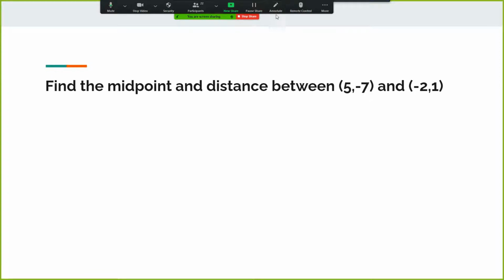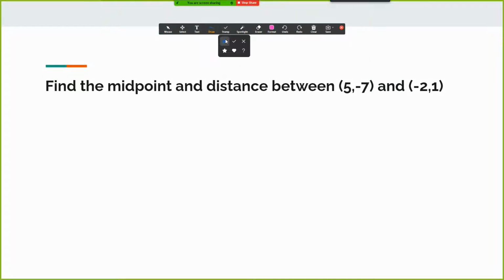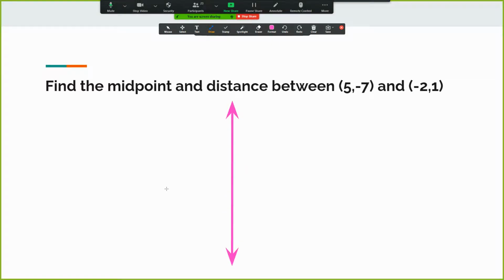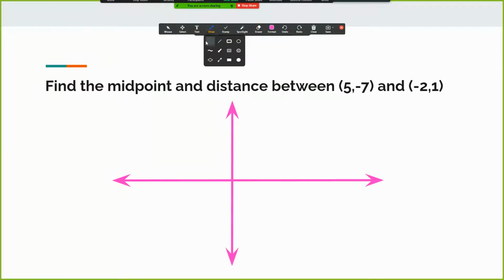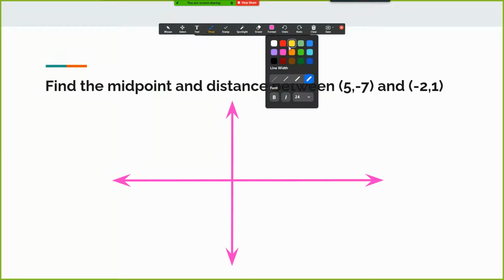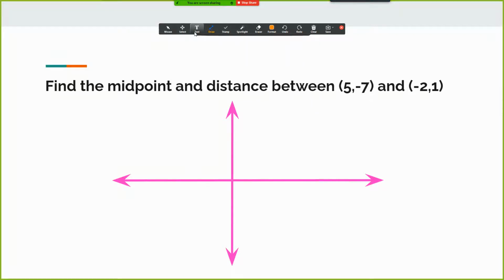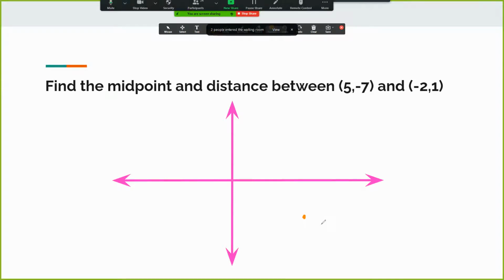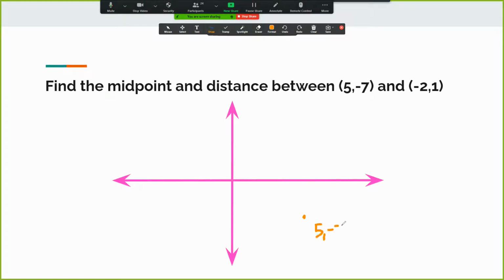So the first one is finding the midpoint and distance between 2 points. There's a midpoint and distance formula, which you can use and just type right into your calculator. If you don't know the formula for whatever reason, you can always sketch a picture and do it that way. So let's do the distance first. For the distance, you can always use the Pythagorean theorem. So you move 5 to the right, down 7. So that'd be one of these points.